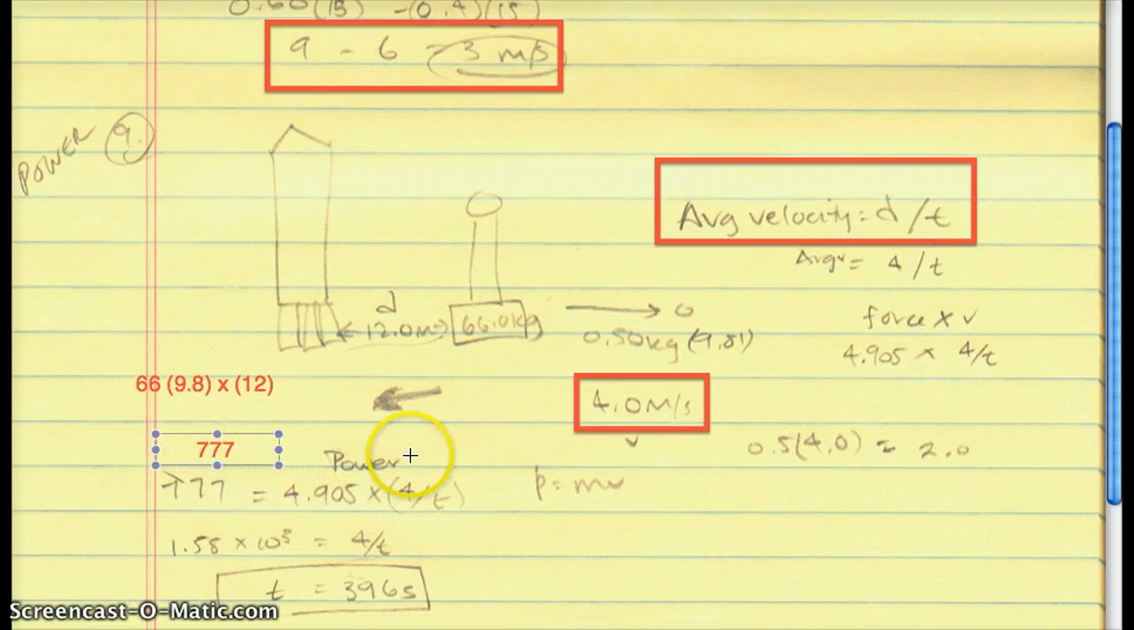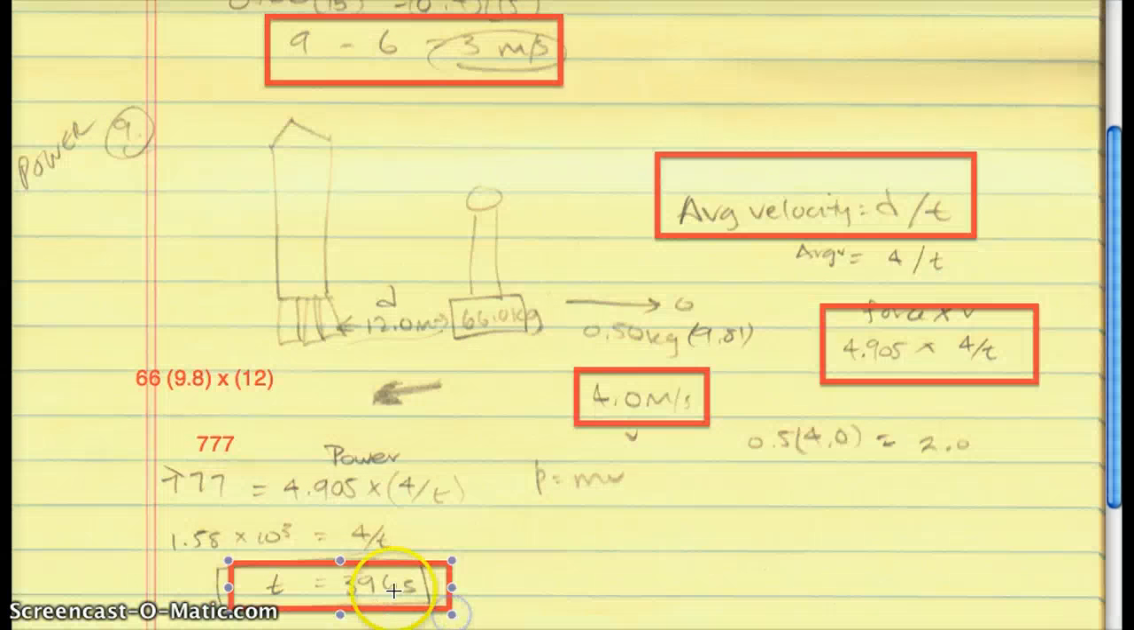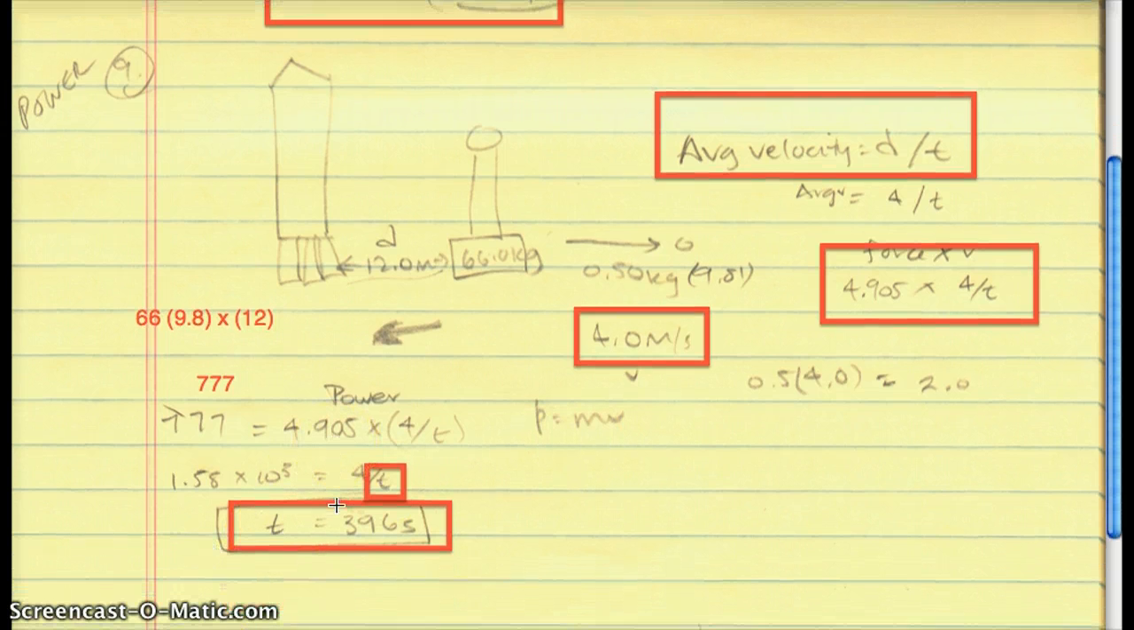And we're going to set that equal to our power formula, which we found here, right? So once we set it equal to each other, we're going to solve, divide by 4.905 on both sides, and then you're going to divide by 4, and your final answer is going to be 396 seconds. And remember the units, because you're solving for time, so you're going to have to remember your units, and there's your seconds. So this is your final answer, and that's problem number 9.